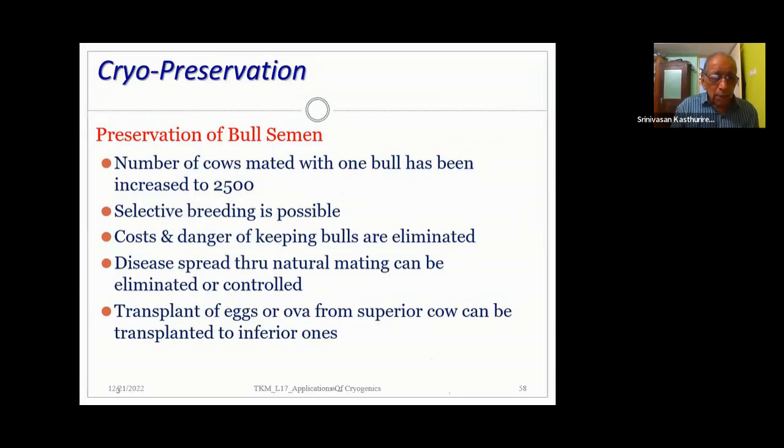So what are the advantages? For example, the number of cows mated with one bull can be as high as 2,500. Selective breeding is possible. Cost and danger of keeping the bulls are eliminated. You don't have to keep so many bulls. All you require is the bull semen, which you will be using for your cow. Disease spread through natural mating can also be eliminated or controlled. And eggs or ova from a superior cow can be transplanted to inferior ones. So it is now possible to do.